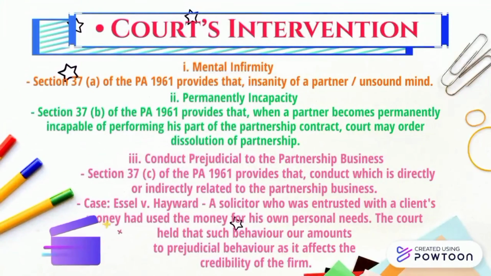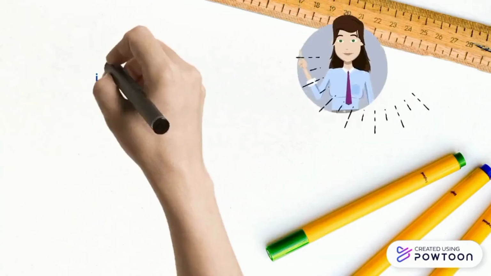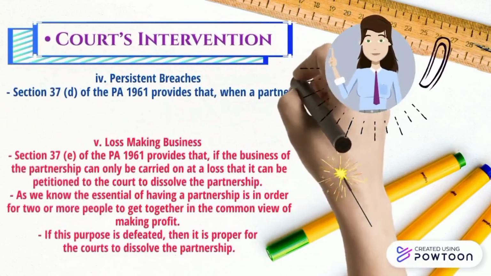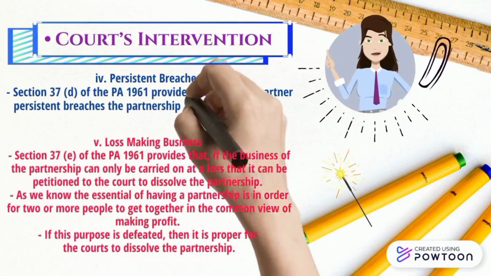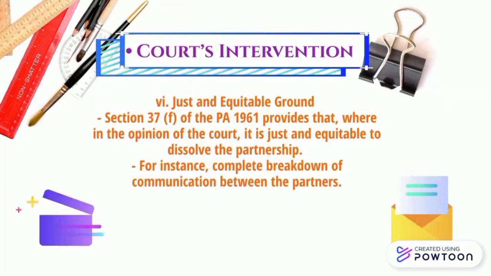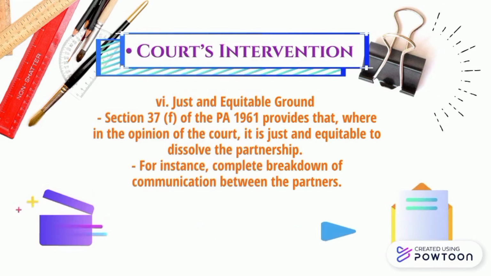According to the court's intervention, the first one is mental infirmity, secondly, permanent incapacity, the third one is conduct prejudicial to the partnership business. Fourthly is persistent breaches, fifth one is loss-making business, and last but not least for the court's intervention is the just and equitable ground.